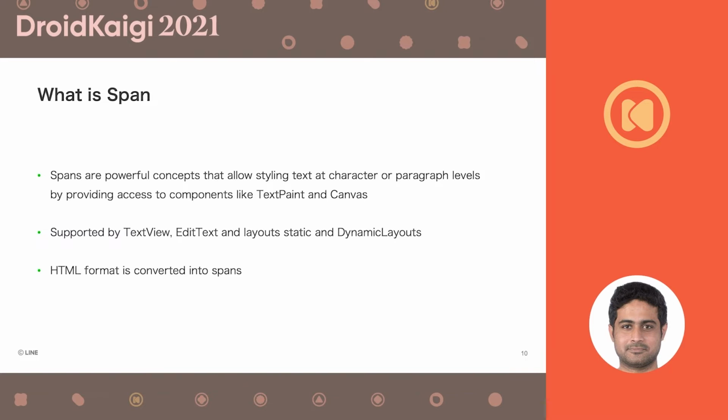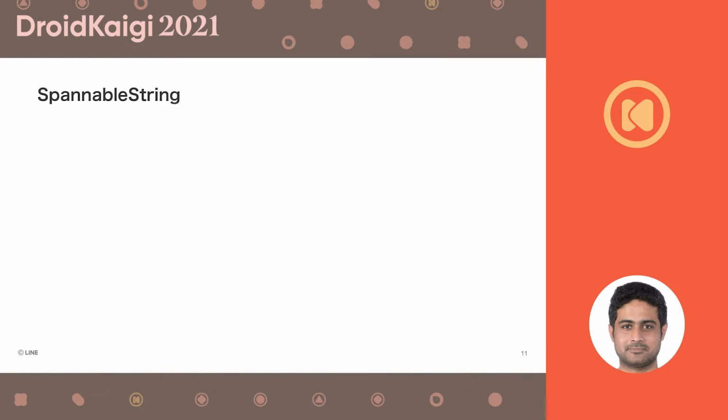Okay, sometimes we use HTML tags in our string resources. If we look in detail at the backend, this HTML format is actually converted to spans first, and then it is displayed on screen. For spans, we have multiple APIs like SpannableString and SpannableStringBuilder, but here we're going to use SpannableString.